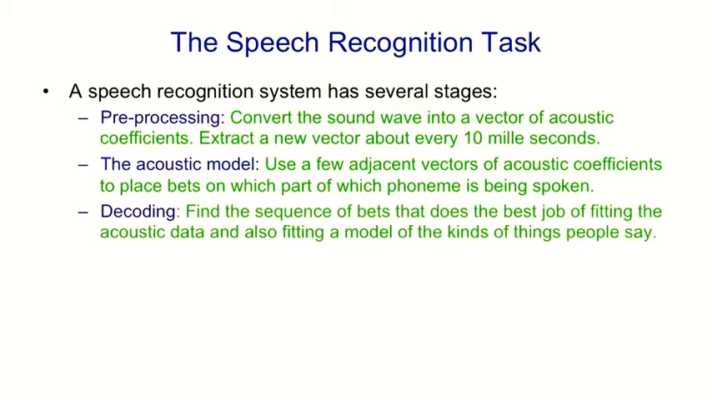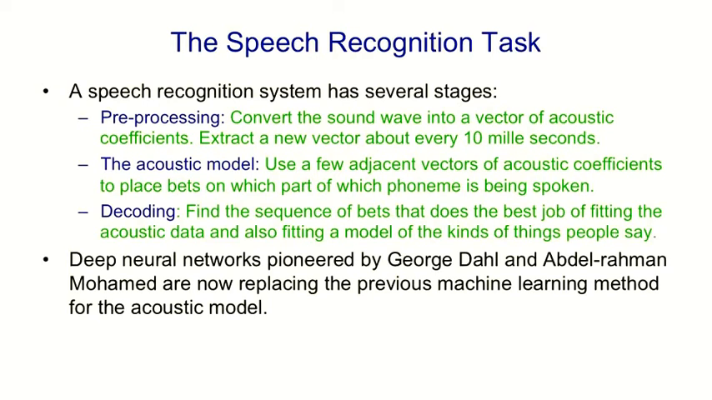And then once you've placed those bets, you have a decoding stage that does the best job it can of using plausible bets, piecing them together into a sequence of bets that corresponds to the kinds of things that people say. Currently, deep neural networks pioneered by George Dahl and Abdel-rahman Mohamed at the University of Toronto are doing better than previous machine learning methods for the acoustic model, and they're now beginning to be used in practical systems.